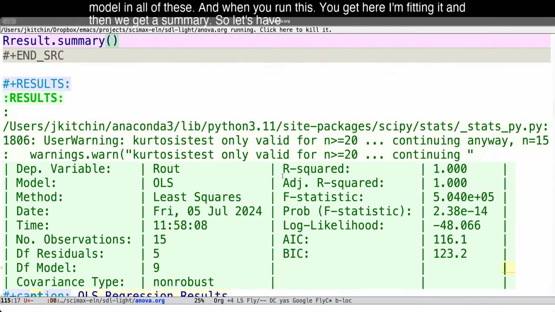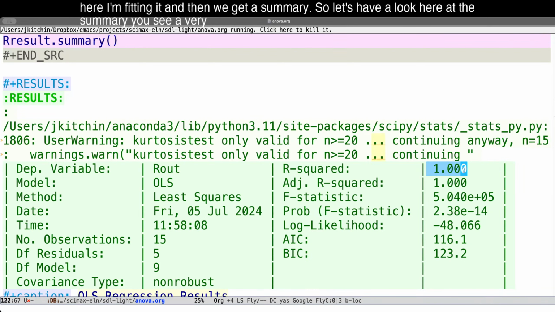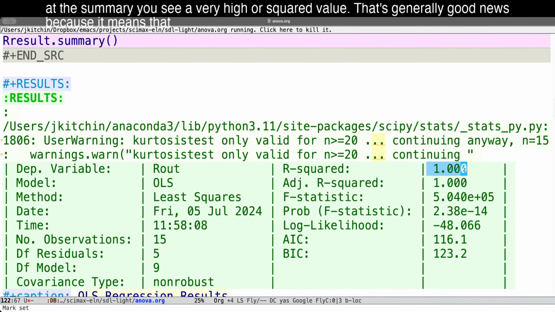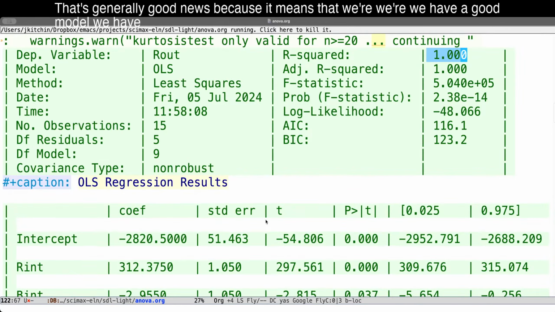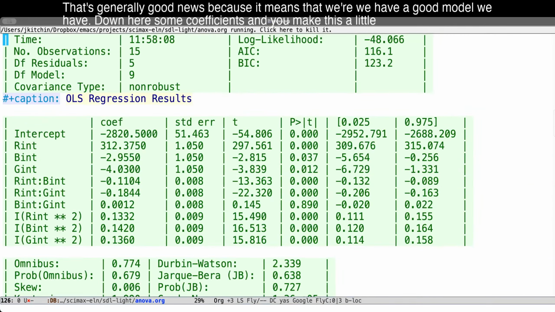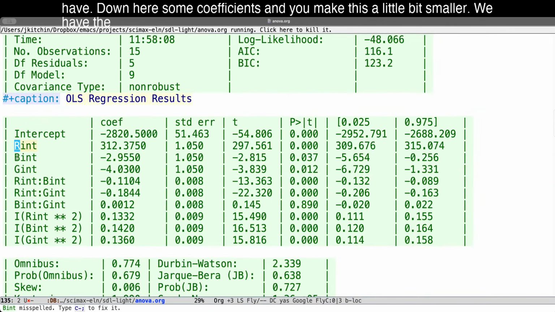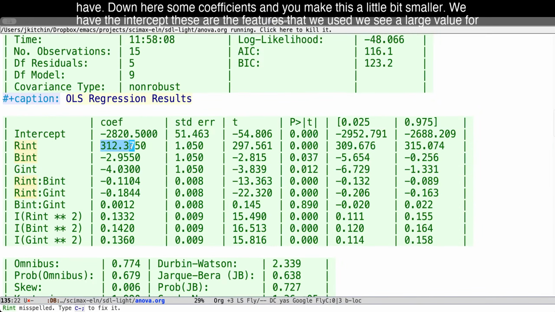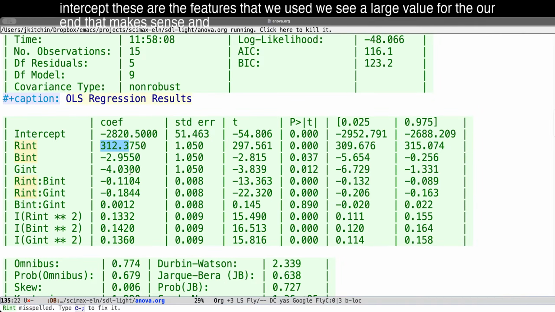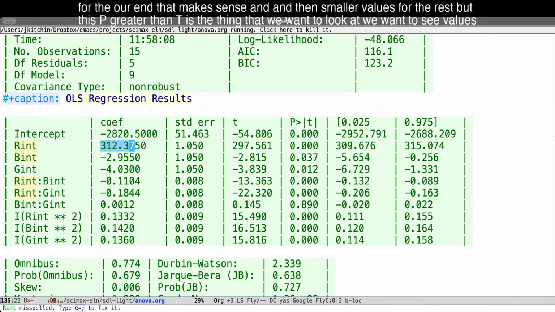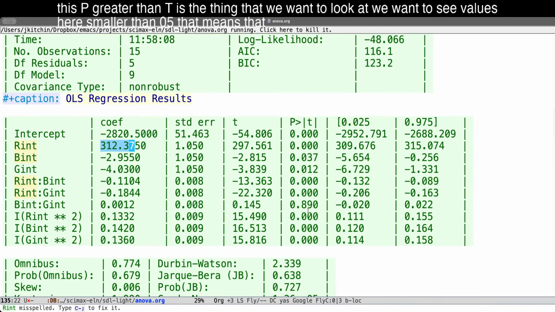So let's have a look here at the summary. You see a very high R squared value. That's generally good news because it means that we have a good model. We have down here some coefficients, and let me make this a little bit smaller. We have the intercept, and these are the features that we used. You see a large value for the R int. That makes sense, and then smaller values for the rest. But this P greater than t is the thing that we want to look at. We want to see values here smaller than 0.05. That means that those parameters are generally important.